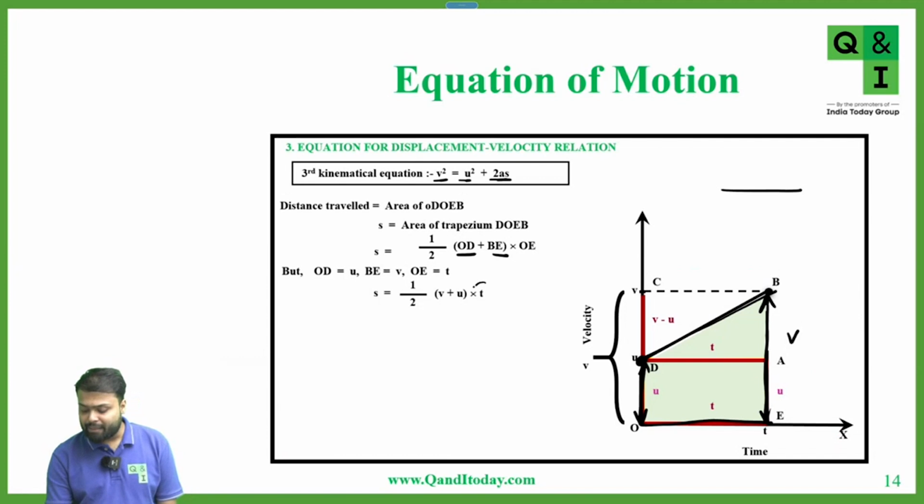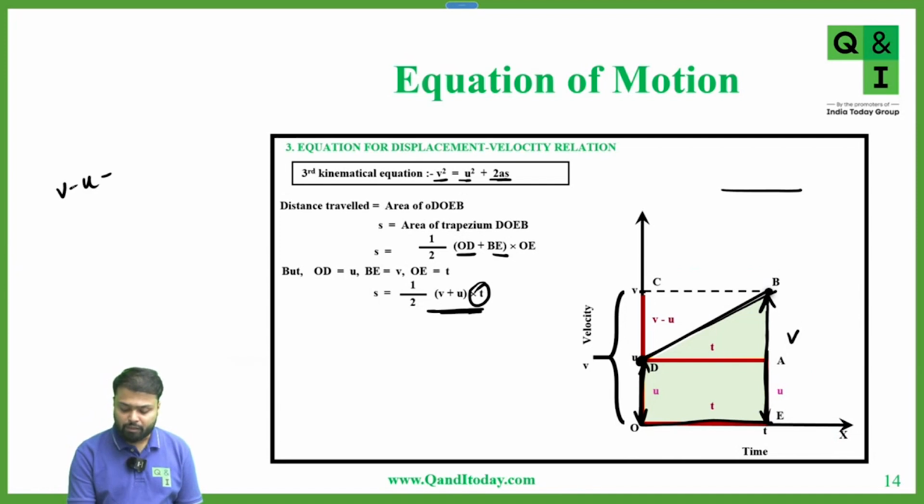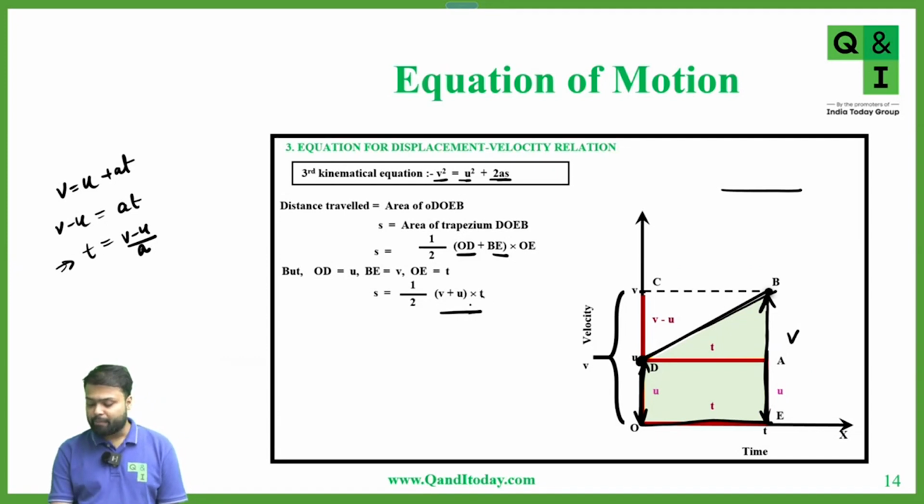So we have to eliminate time from this expression. We know from the first equation of motion that v is equal to u plus at. So v minus u is equal to at. So we can write t is equal to v minus u by a. So from the first equation of motion, we will put in place of t, v minus u by a, because in the third equation of motion there is no variable called time.